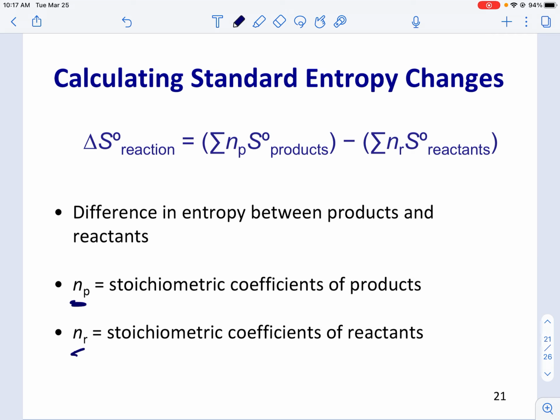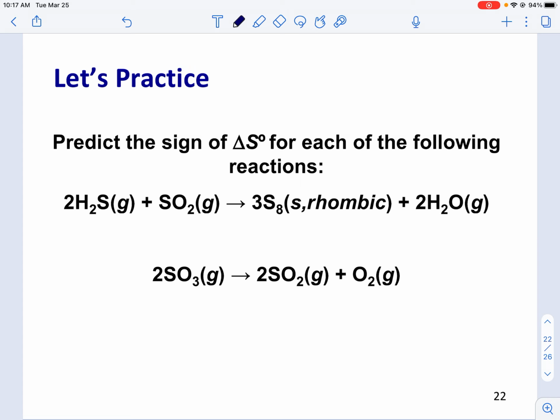First, let's predict the signs for a few of these. So I'll give you a few minutes. Predict what sign. Now, we're not doing the calculation. You should always just, before you do the calculation, predict what the sign of this is going to be. So for these 2 reactions, what will the sign be for delta S? So go ahead and pause it, and once you get an answer, turn it back on.